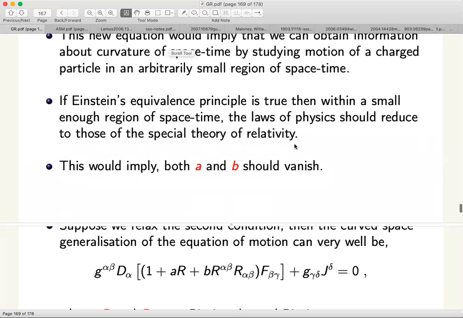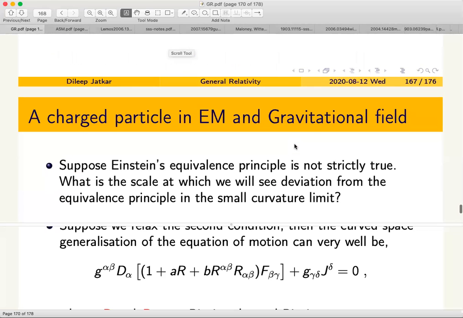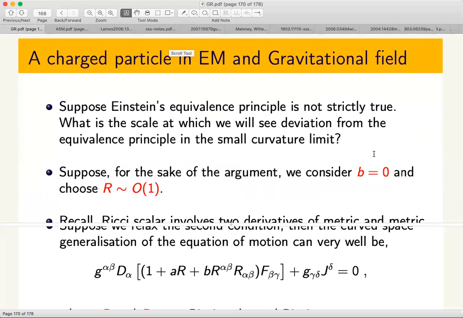Okay. If not, let's go ahead and ask a reverse question now. Suppose Einstein's equivalence principle is not strictly true. Then we could ask at what scale we will be able to see deviation from Einstein's equivalence principle. Say you are looking at a space which has a small curvature, like in the neighborhood of Earth. The space is curved, but not curved enough.